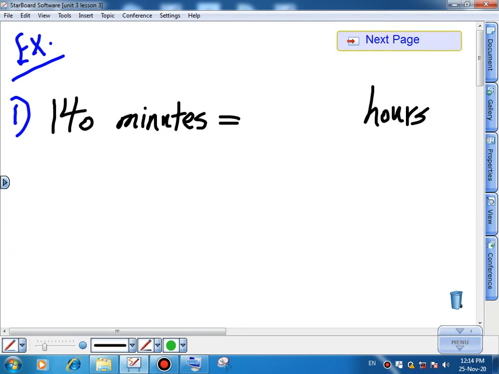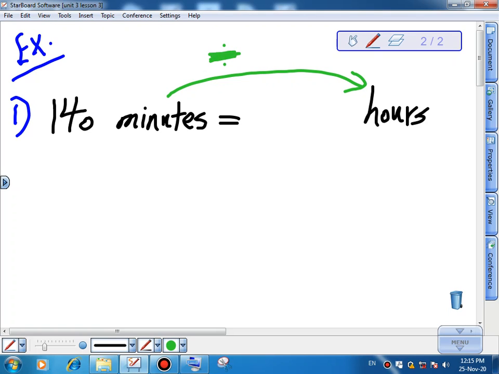First example, 140 minutes equals blank hours. In this one, I need to convert from minutes to hours. From the smallest to the greatest, we divide. Now remember, from the smallest to greatest, divide. From the greatest to smallest, we multiply, use times. We divide by what? Every hour equals 60 minutes. We divide by 60.